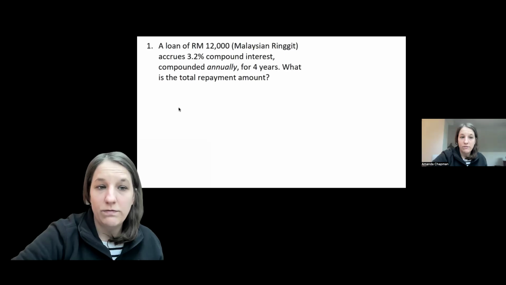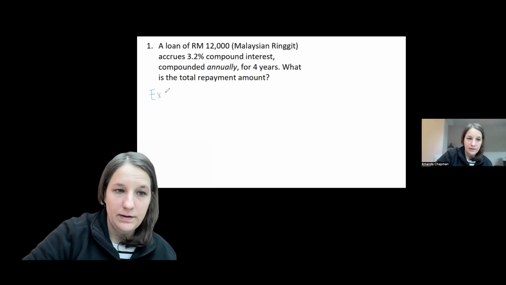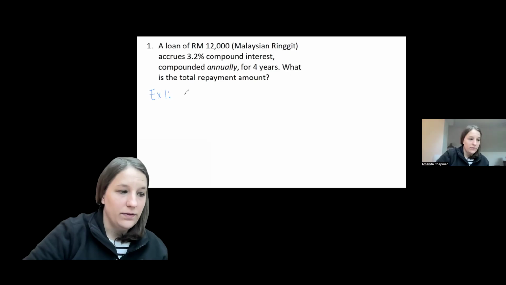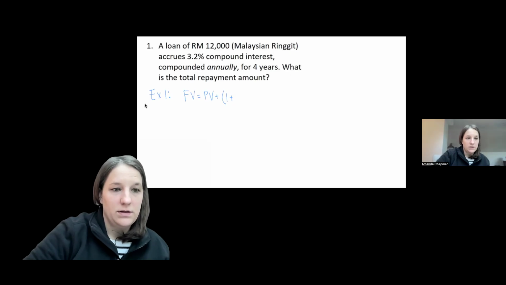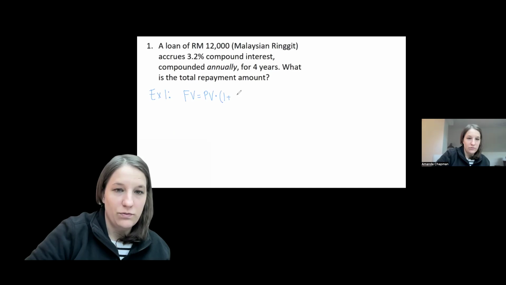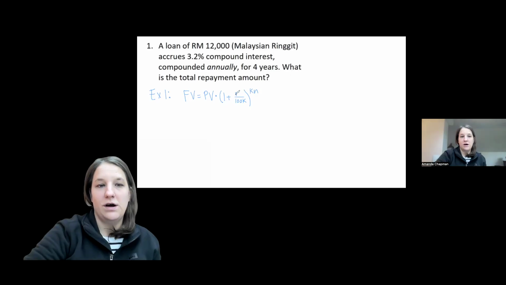And in my notes, what I would first write down is the compound interest formula. So I'd write example one, and then I would write down the formula. So my formula is the future value is equal to the present value times, I'm going to use the dot, 1 plus the rate over 100K. And all of that is to the power of K times N. We're not afraid, we're just taking it one step at a time. So you're just copying that down.